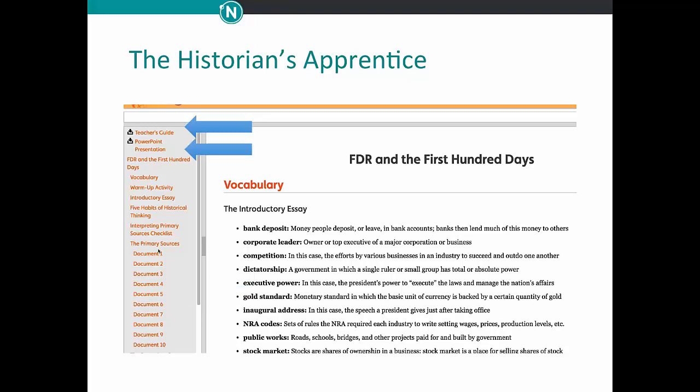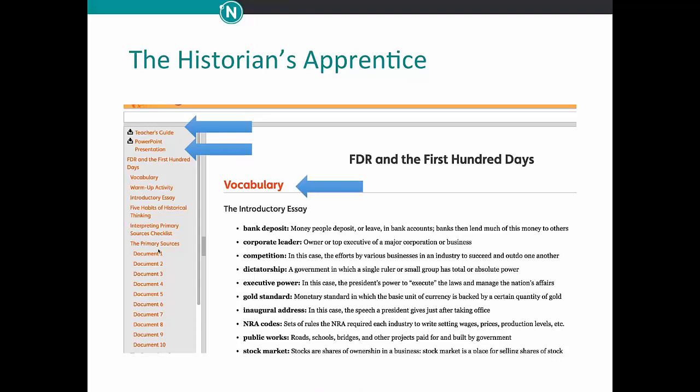You'll also notice there is a PowerPoint presentation. This PowerPoint presentation focuses on the 5 patterns of historians, and it also goes into a little bit about FDR in the first 100 days, which, as you probably know, dealt a lot with things like the bank holiday, make-work projects for people, so you can see the public works, different things along that line, the idea of the stock market crash and that sort of thing.